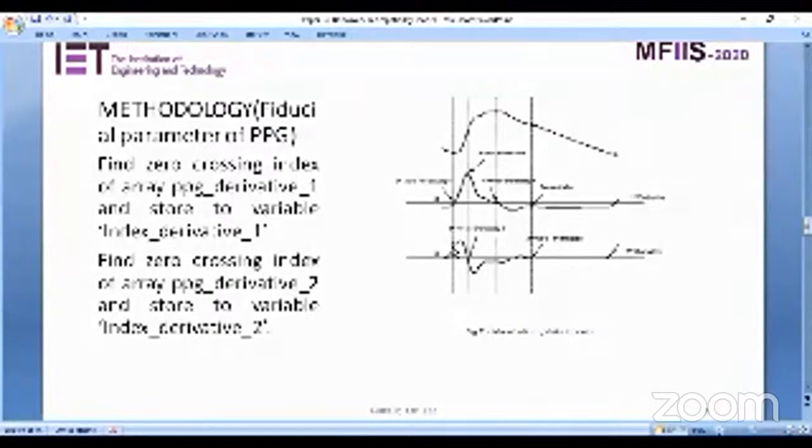The second zero crossing point in the first derivative PPG waveform corresponds to the systolic peak. The second negative zero crossing point in the second derivative PPG waveform corresponds to the dicrotic notch. The third positive zero crossing point in the second derivative PPG waveform corresponds to the diastolic peak.